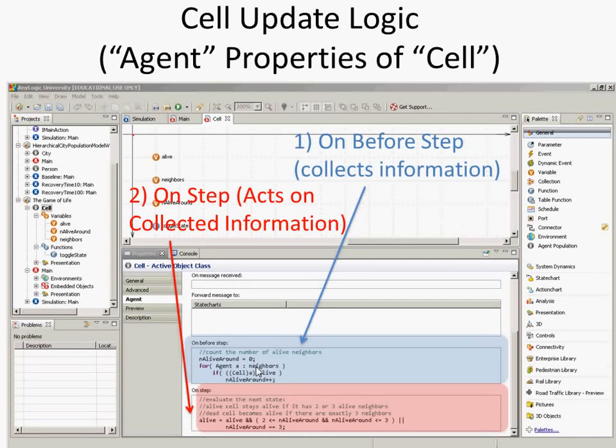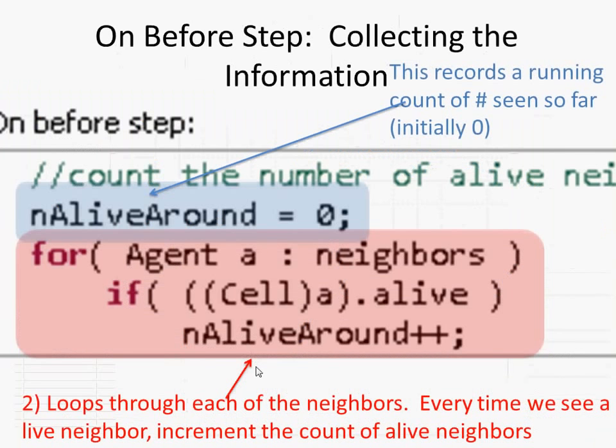And then at the step, they're going to use that information they just collected before anyone else updated. And they're going to use that to change their own state, to change whether they're alive or not. See this alive thing? They're assigning to alive. In other words, they're saying, okay, am I alive or dead based on my previous state and based on the state of people around me. So here we go. On before step.